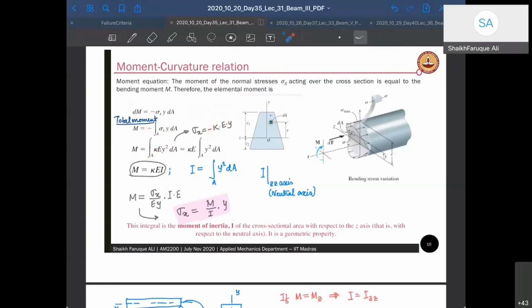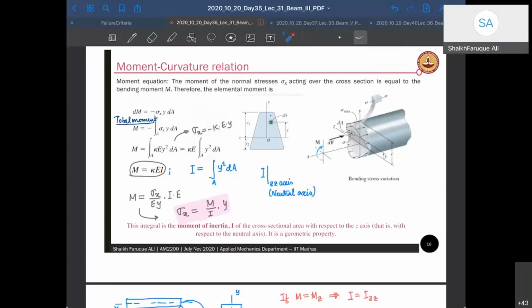Now kappa is a constant for a cross section, we just discussed. E is a constant for a cross section, we also discussed that. So if those two come out, it becomes the integral over A of y squared dA. Now the integral of y squared dA over A, we all know, is the second moment of area of the material. If we represent that as I, we get M equal to kappa EI. This is called the flexural relation.